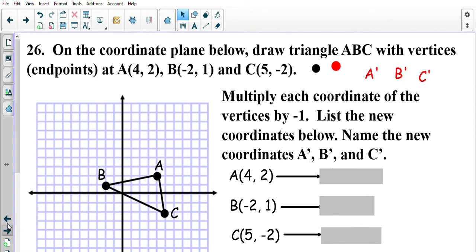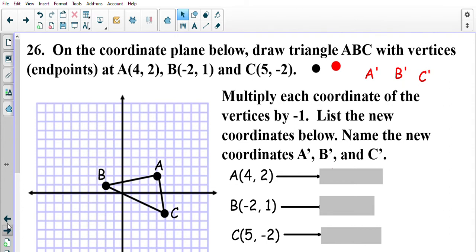Now, it says to multiply each coordinate of the vertices by -1. List the new coordinates below. Name the new coordinates A with a little tick mark after it. We call that A prime, and then B prime and C prime, like prime number. We do want to differentiate it from what we originally had. If we name it A again and it's a different point, that doesn't really make a lot of sense. So we do give it a new name.